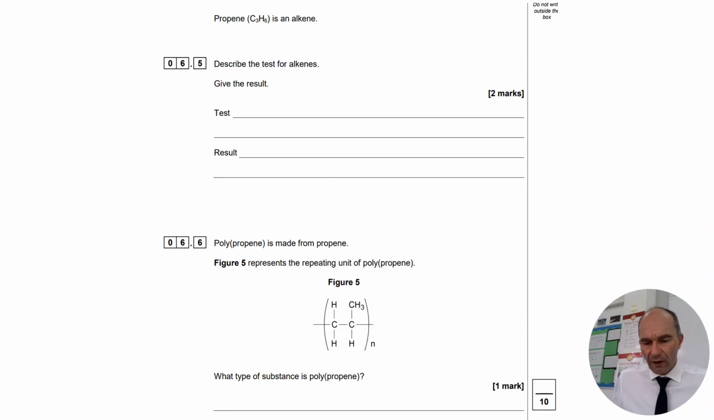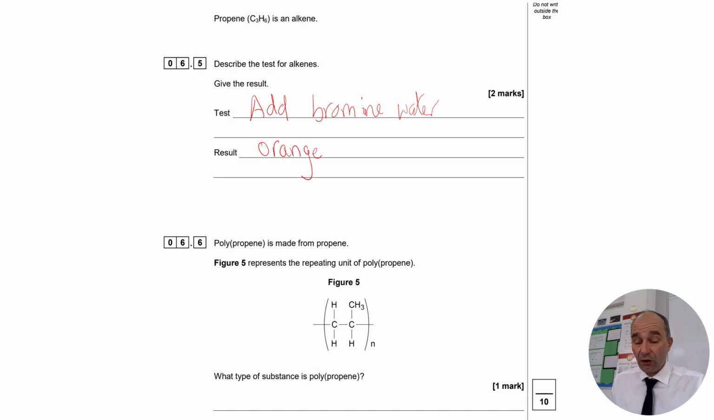Alright, so question 6.5, we're being told that propene is an alkene. Describe the test for alkenes. Now again, this question comes up frequently, and it's just one of those things you need to know. The test is bubble the gas through bromine water. Bromine water is a brown orange color, and the result is, if it is an alkene, the bromine water changes color from orange to colorless. So you could say that alkenes decolorize bromine water.